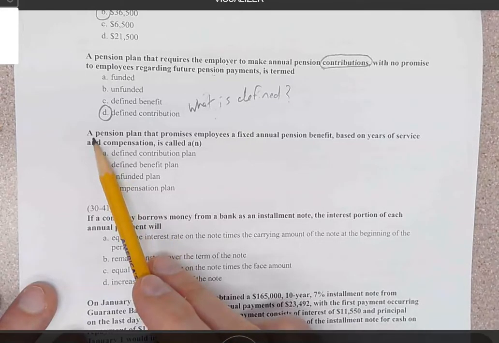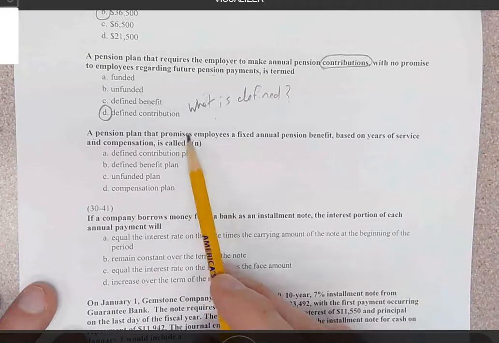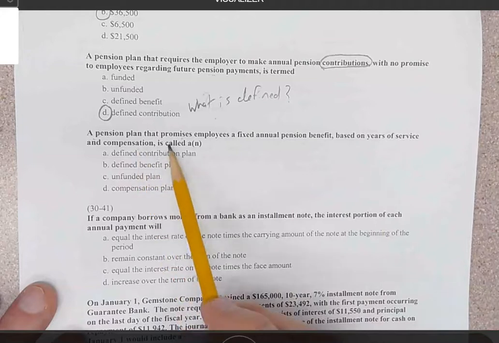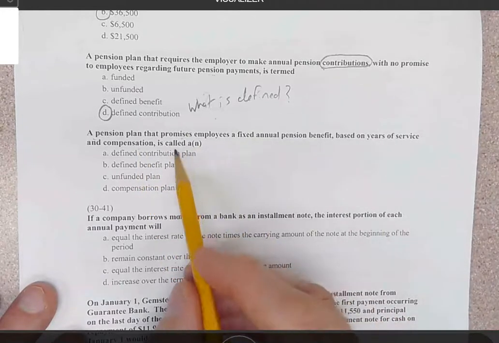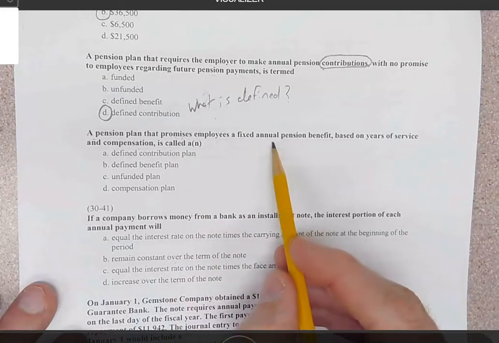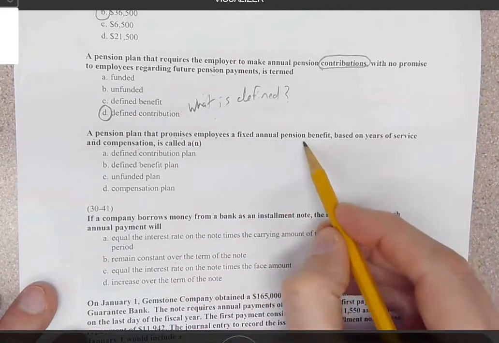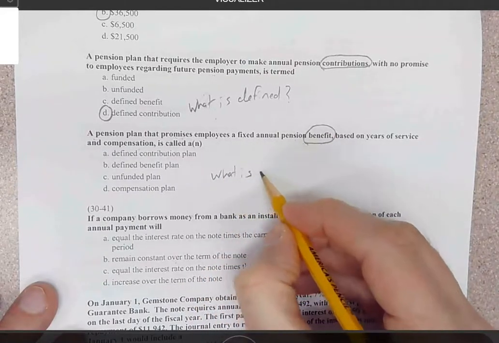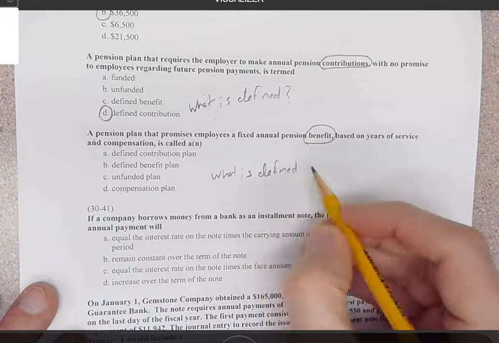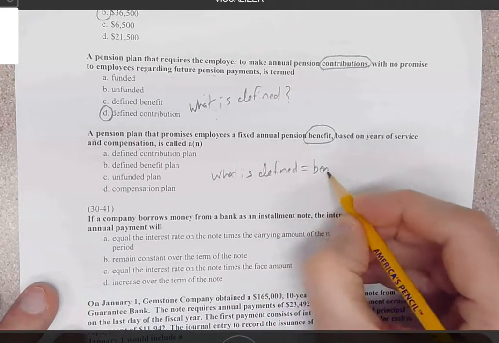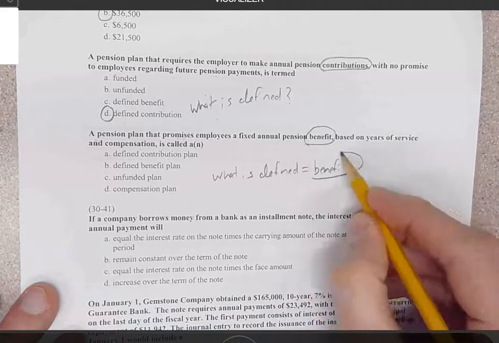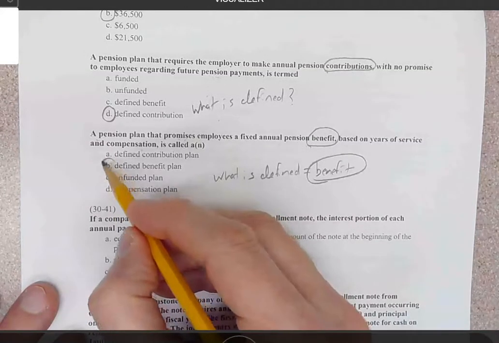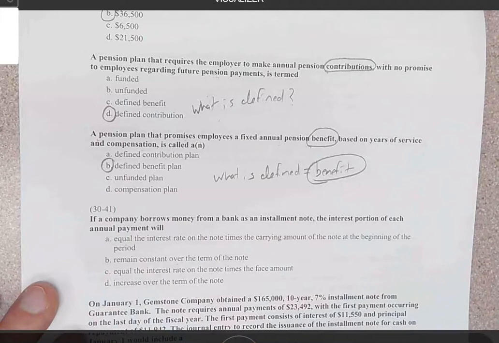Last question says, a pension plan that promises employees a fixed annual pension benefit based on years of service and compensation is called a... It says promises employees an annual pension benefit. So what is defined? It is the benefit in this case that is defined, and therefore our answer is a defined benefit plan.